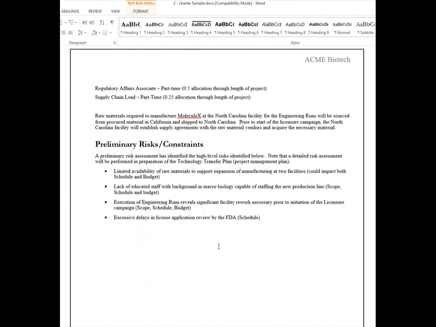We have to do this project. We just need to be mindful of what risks may prevent our on-time delivery of the project. We may have a limited availability of raw materials, a lack of educated staff with background in macrobiology. There could be significant facility rework due to engineering problems, or there could be excessive delays in license application review by the FDA.